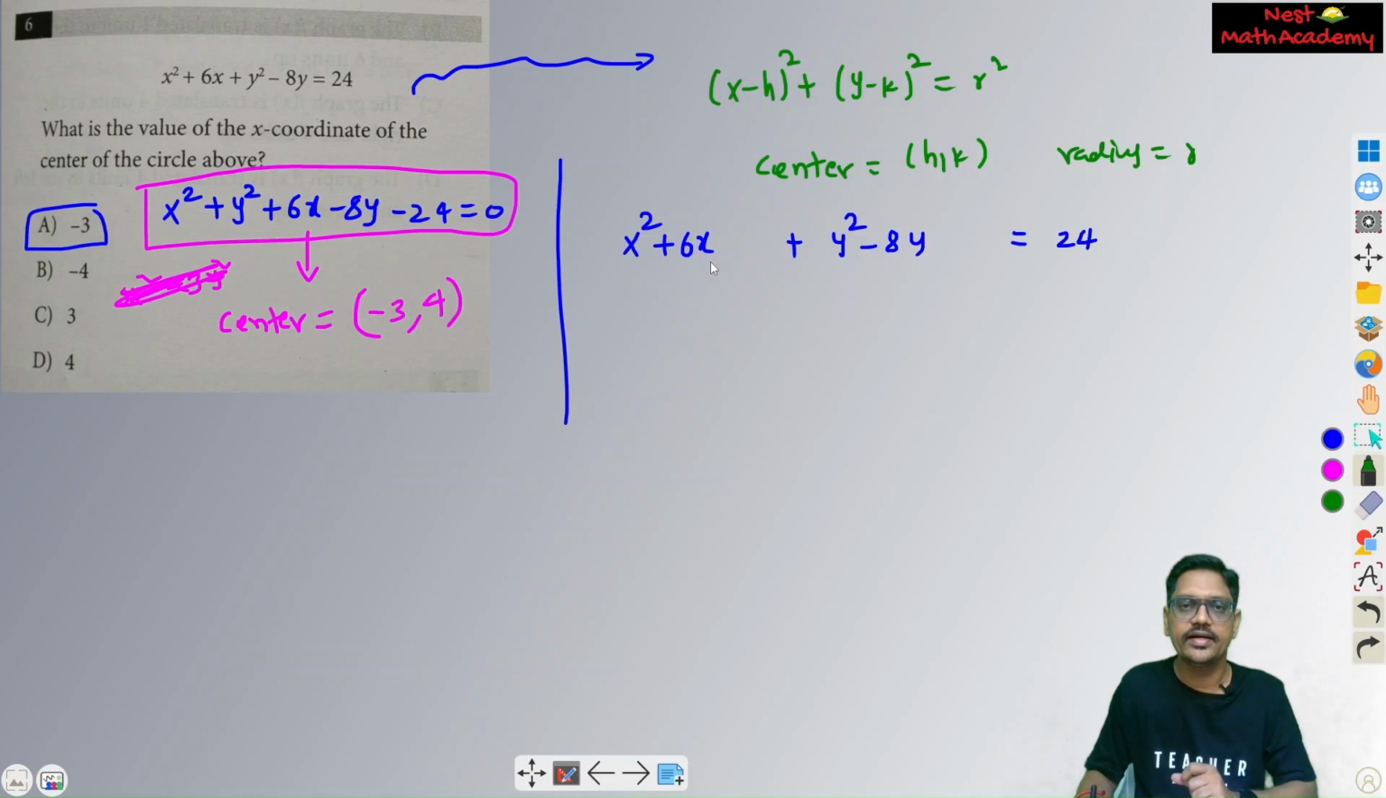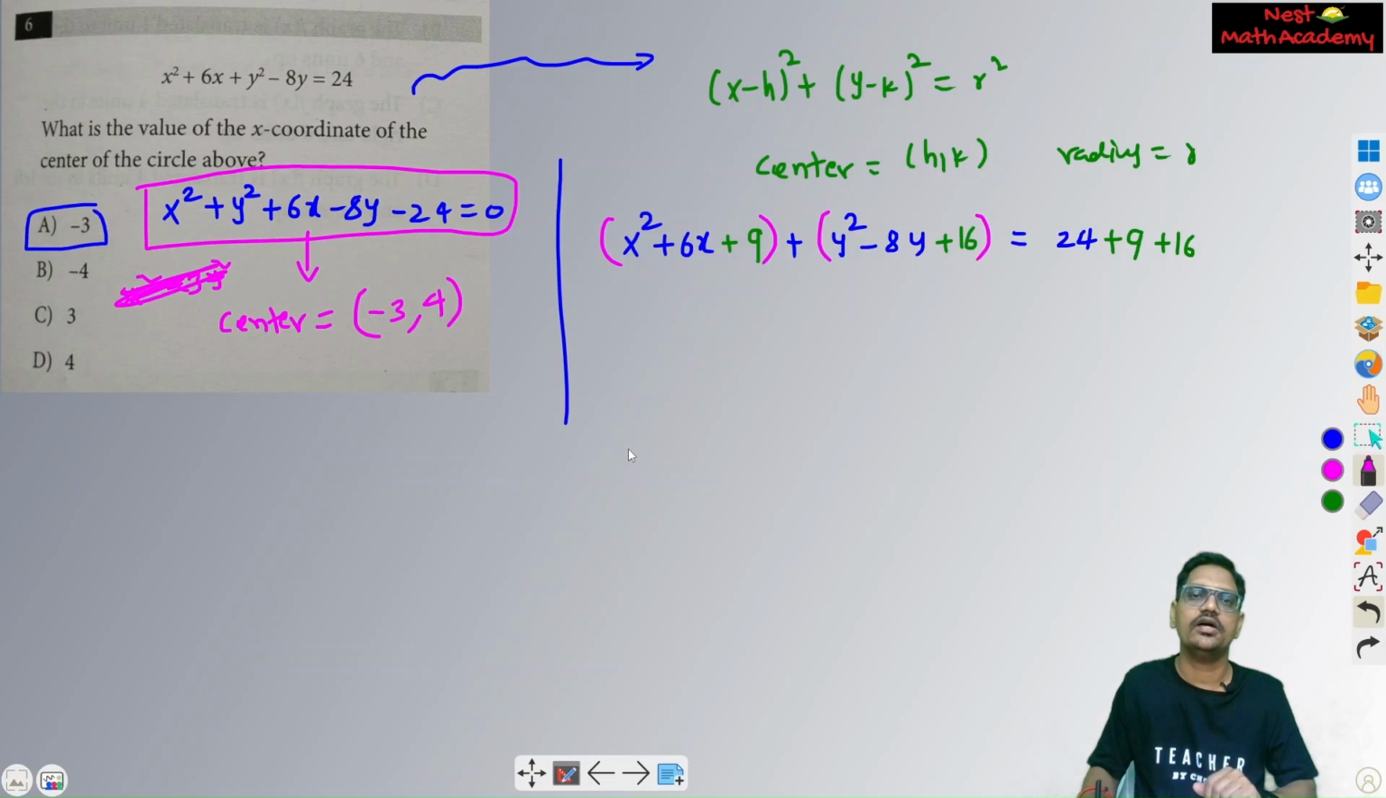So to create that, we need to add the square of half of the x coefficient. The x coefficient is 6, half of 6 is 3, 3 square is 9. Add 9 on both sides. I'll tell you why, you'll understand in a minute. And half of the y coefficient is minus 8 by 2, which is minus 4, but the square of that is anyway positive 16. So adding 16 on both sides. What is the advantage of doing so? I'll tell you in a minute.